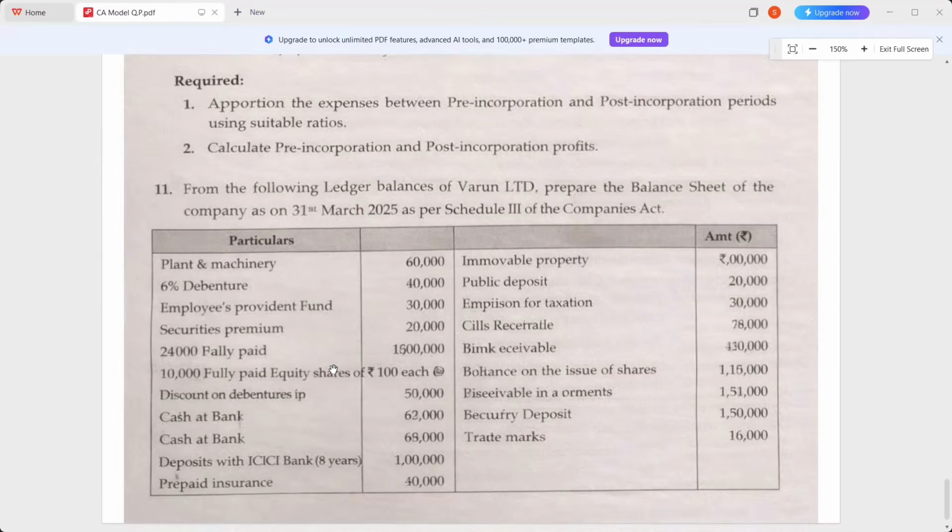And the last question will be from your last unit, that is the fifth unit, company's final accounts, which is as per the Companies Act 2013. So here you can expect a question to prepare the balance sheet, or you can also expect a question to prepare the profit and loss account and also the balance sheet. So this is how you can expect the question paper to be.